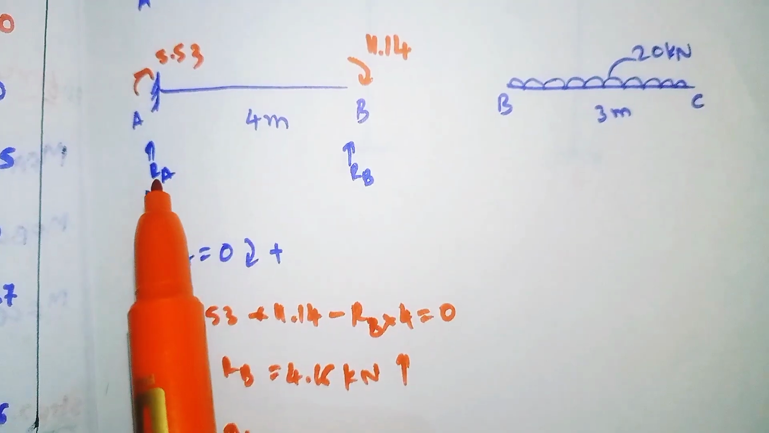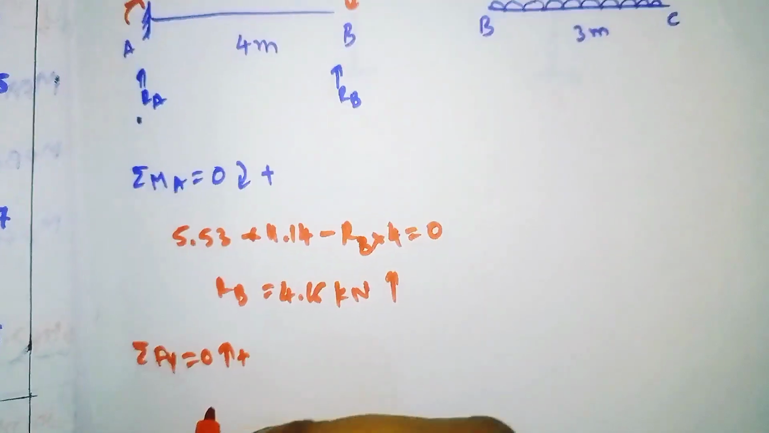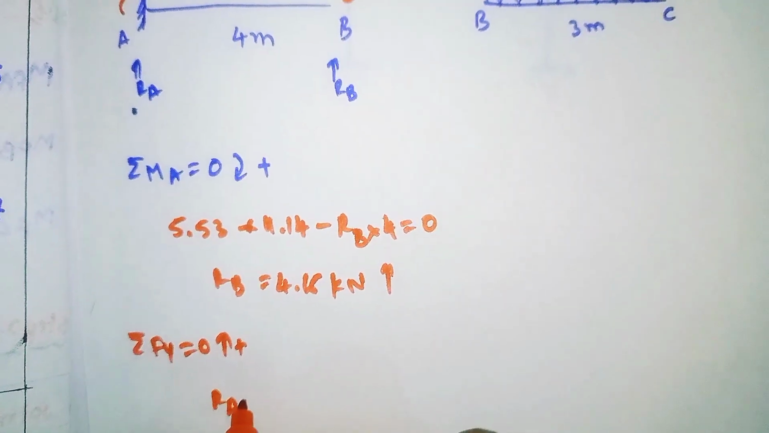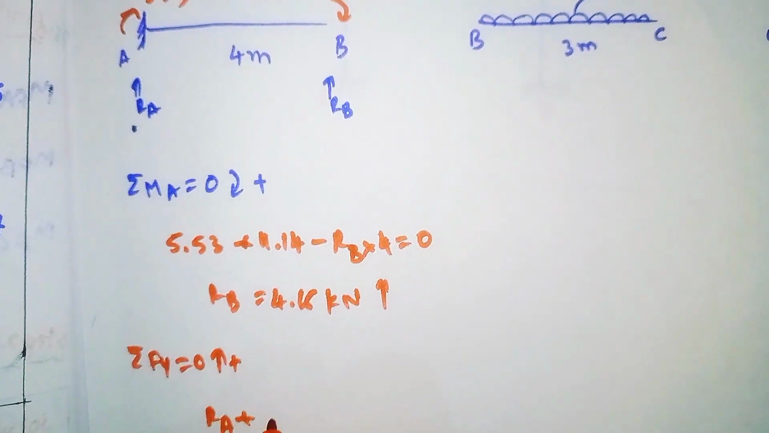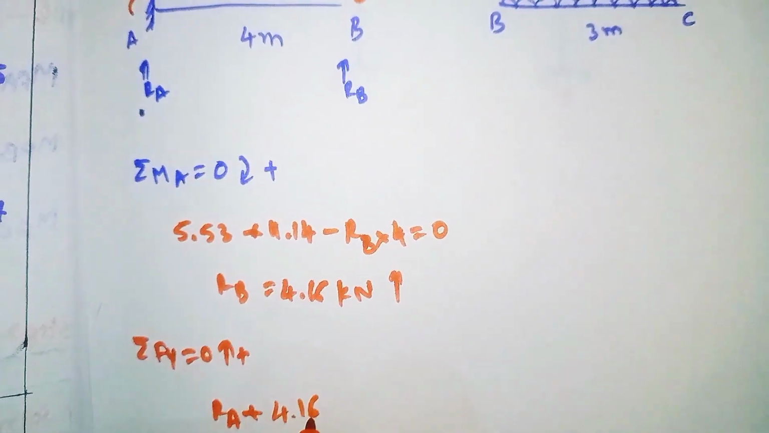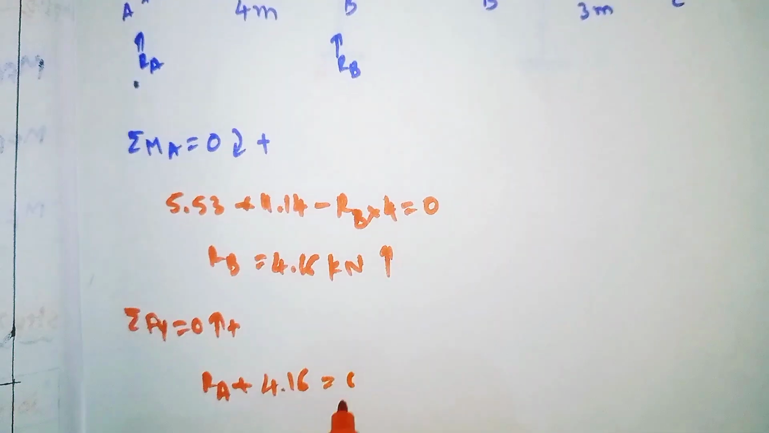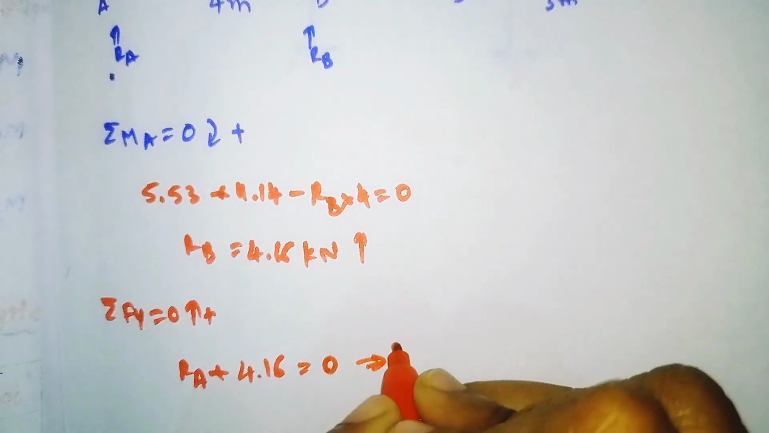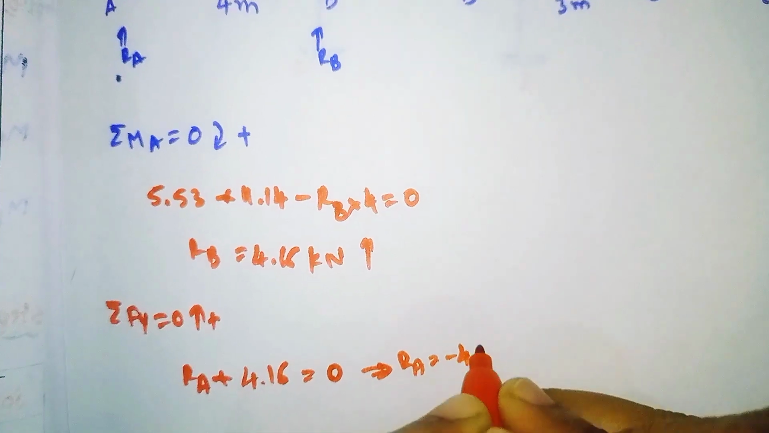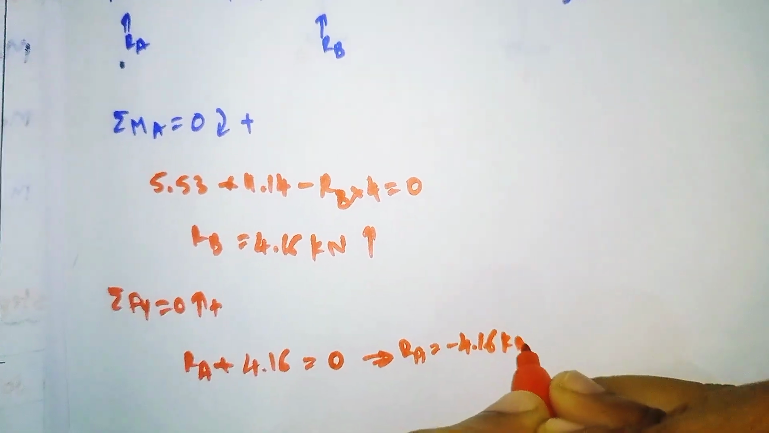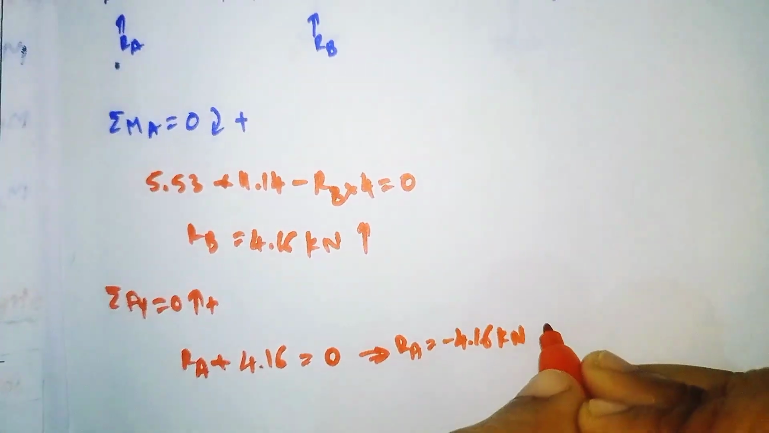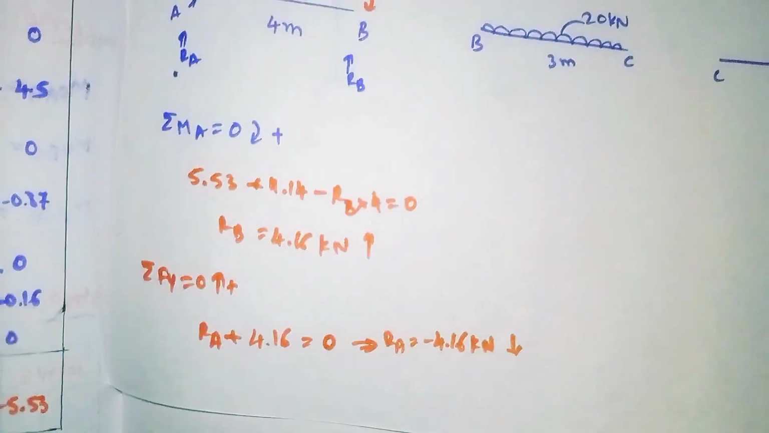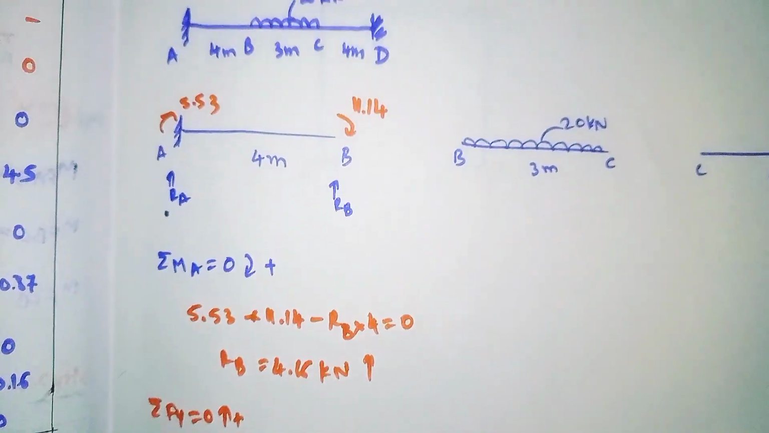Here the upward reactions are RA and RB. We don't know the RA value, so RA plus RB, we got 4.16, is equal to 0. So our RA value will come out as minus 4.16 kilonewton. So it is negative, no? It means moving downward. So this is the RA and RB value for span AB.